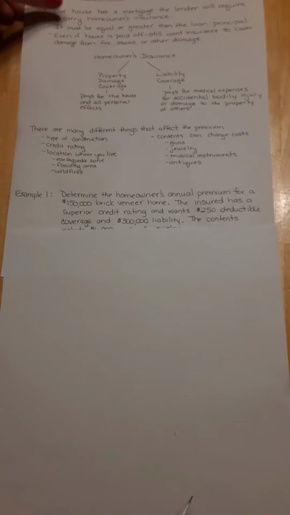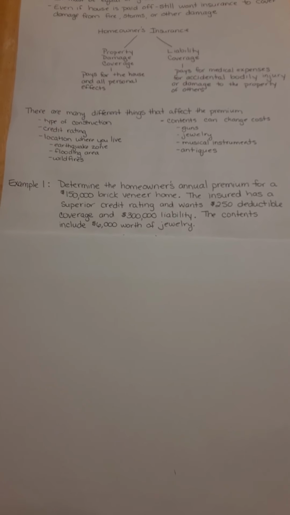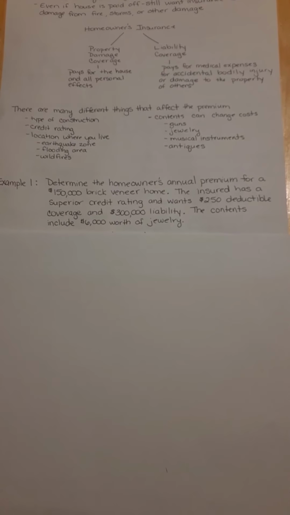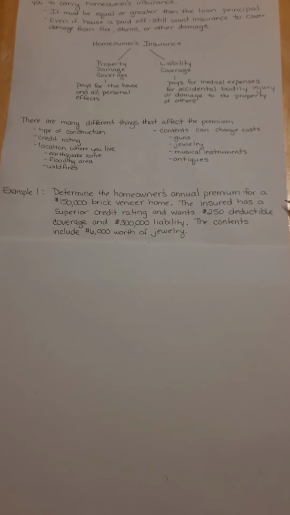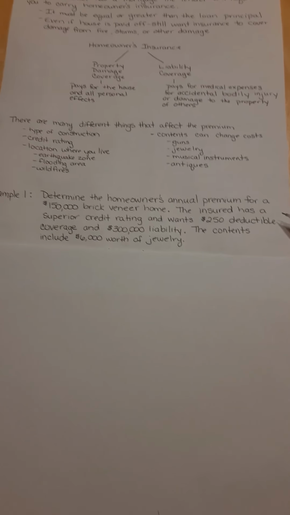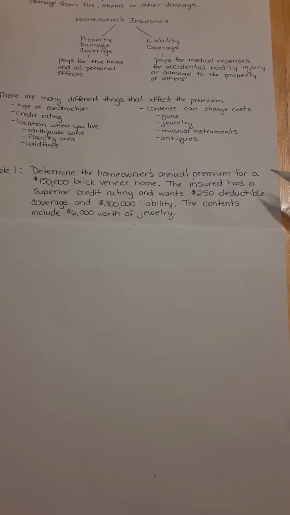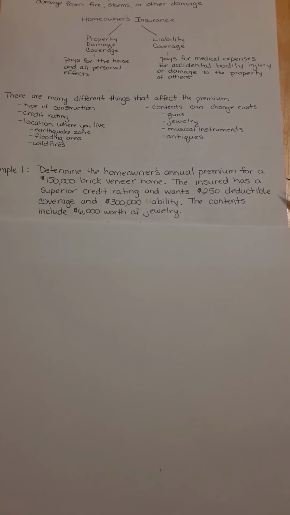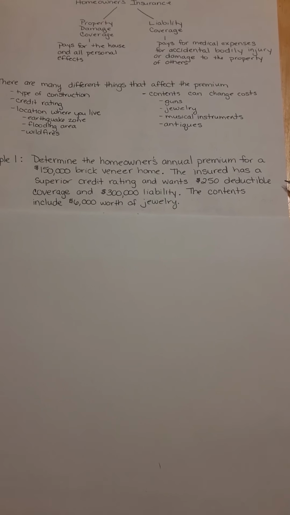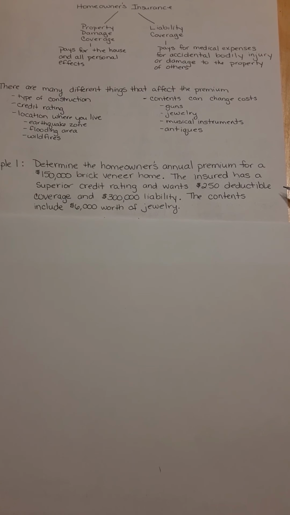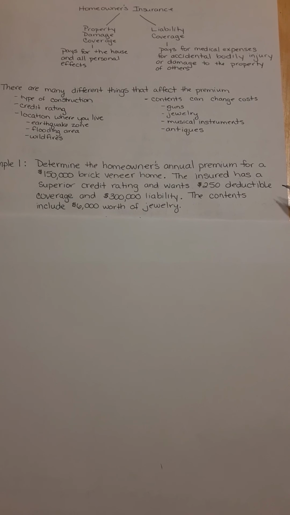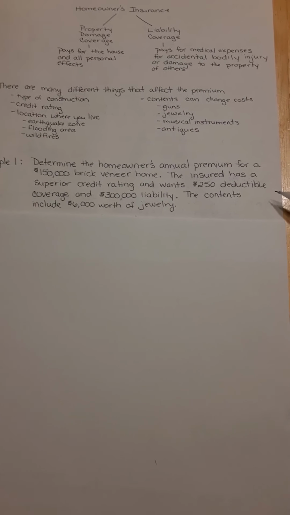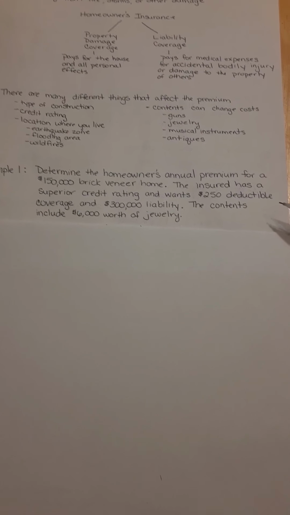So the very first thing we're going to do here is our example 1 in your book. Okay, it has a homeowner here. We need to determine their annual premium for their house. It's a $150,000 house. It's made with a brick veneer. The insured person has really good credit. He has a superior credit rating. He wants a $250 deductible for the coverage, and he wants $300,000 liability. The contents inside the house include $6,000 worth of jewelry.